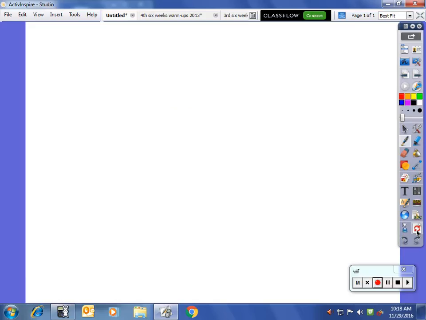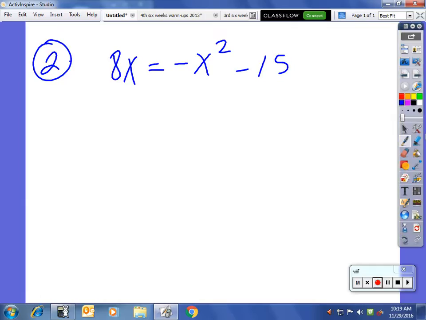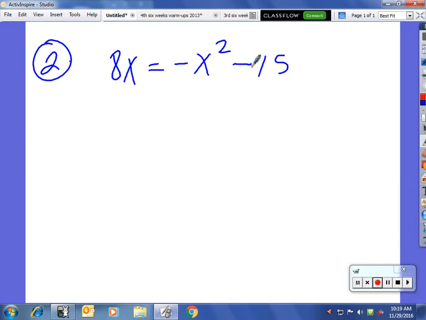All right, number 2. 8x equals negative x squared minus 15. Definitely not in standard form. How do I know that this is an equation? There's an equal sign. And this isn't a normal equation. How do I know it's not a normal equation? Because it's got an exponent.